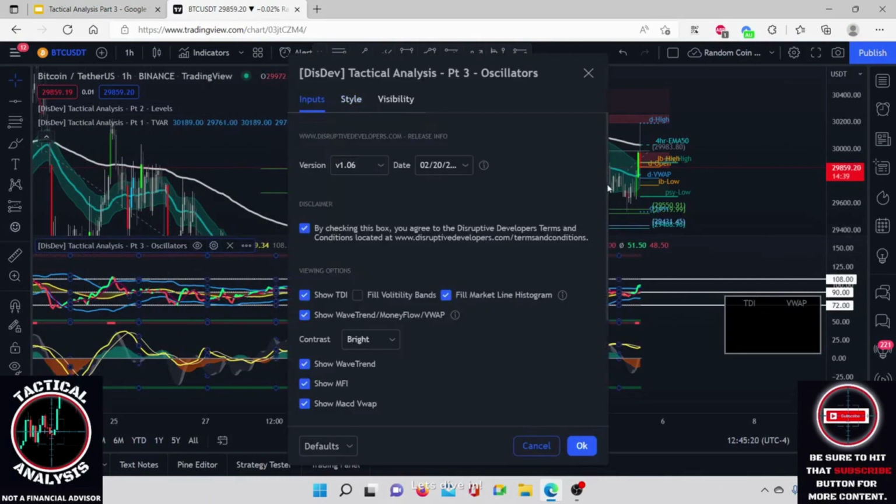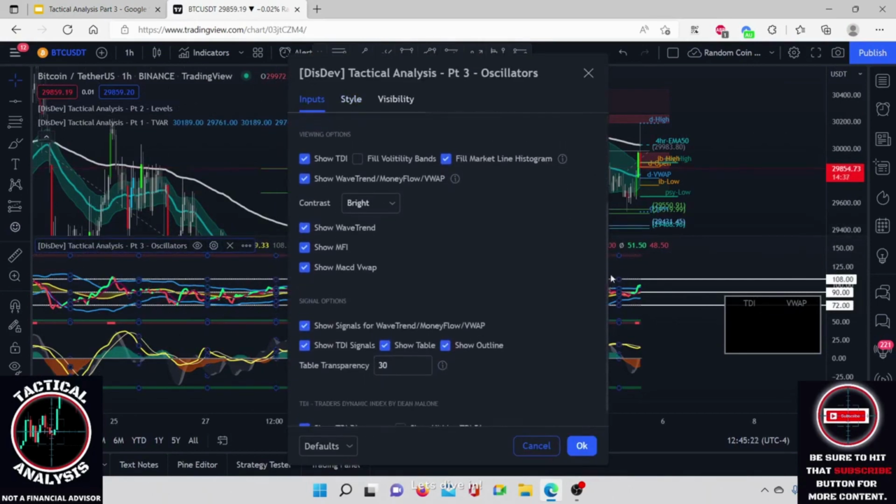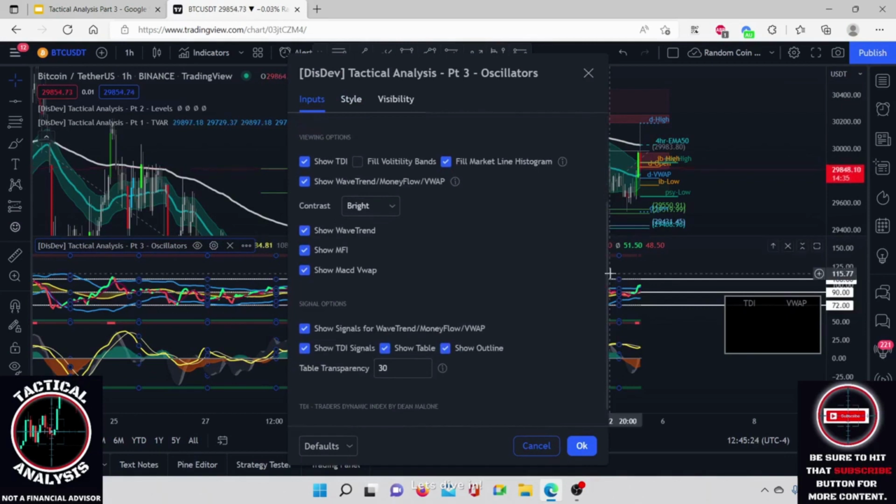Let's scroll down. Not many settings because we don't need to make any changes, okay? We're all looking at the same thing, all right? We can show the TDI or not. We can fill the market histogram line or not. We can see on the bottom, right?